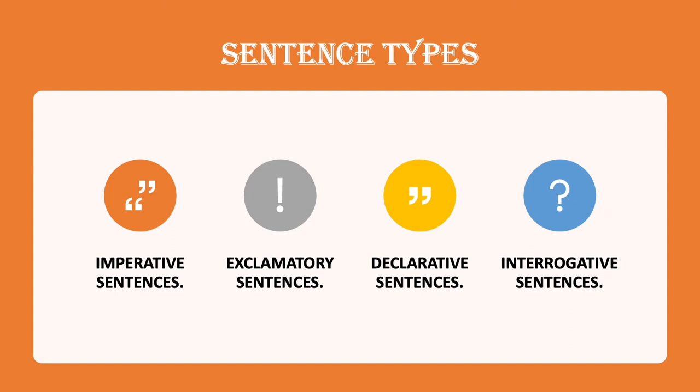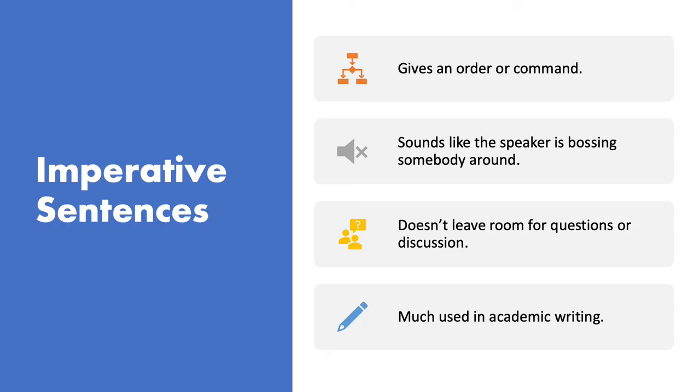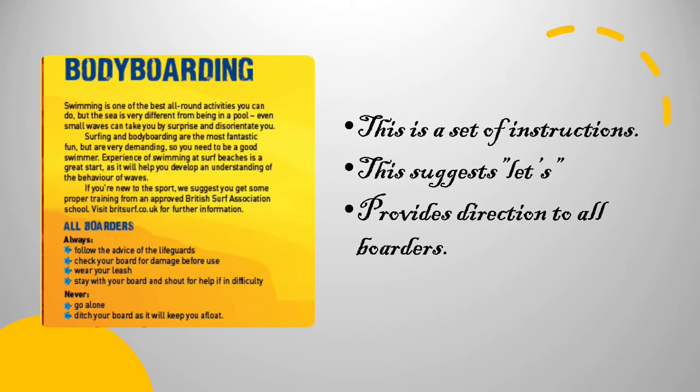Now let's move on to sentence types: imperative, exclamatory, declarative, and interrogative. An imperative sentence starts with a verb and gives an order or command. It sounds like the speaker is bossing around the reader. This doesn't leave room for questions or discussion. Imperatives are much used in instructional writings such as leaflets, brochures, and catalogs. Here, these instructions are provided for all boarders in your guide to beach safety.